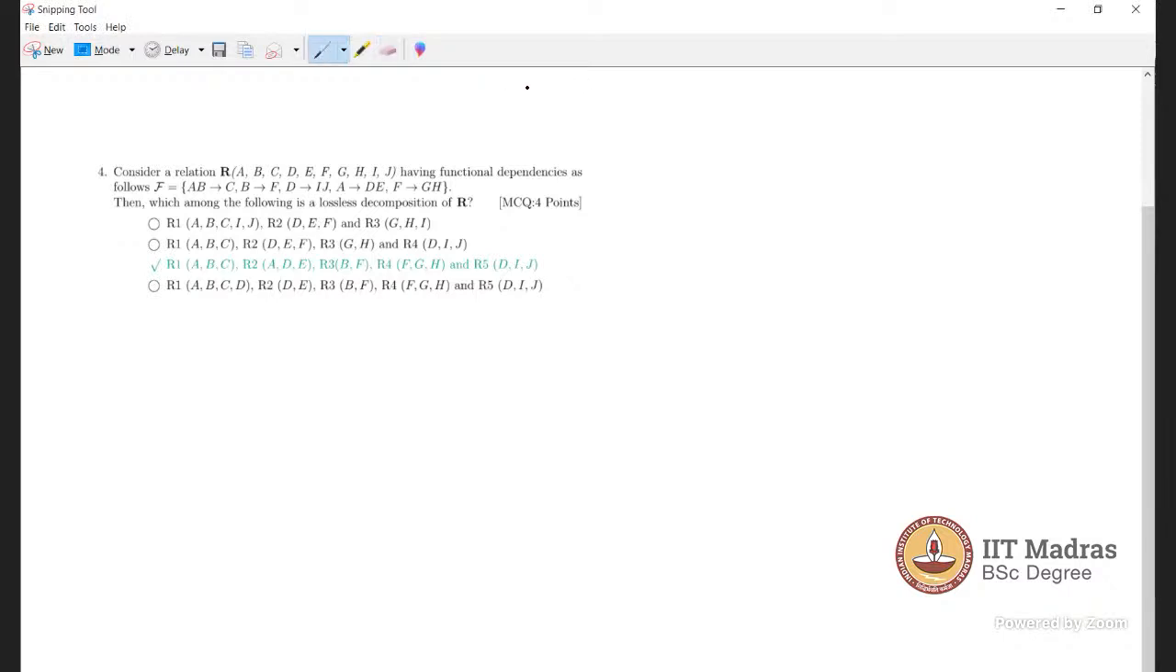So what are the conditions for lossless decomposition? R1 union R2 will give you the entire R. R1 intersection R2 is not null. And R1 intersection R2 is a key in either R1 or R2. This is for 2 relations, one relation decomposed into 2. So R1 intersection R2 should determine either R1 or R2. Correct. So this condition we check while we are decomposing any particular table, right?